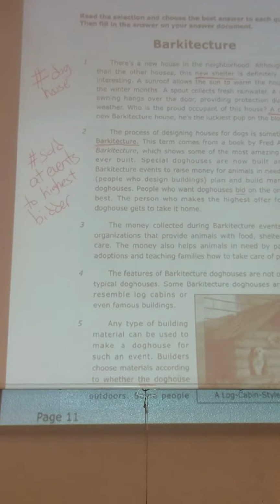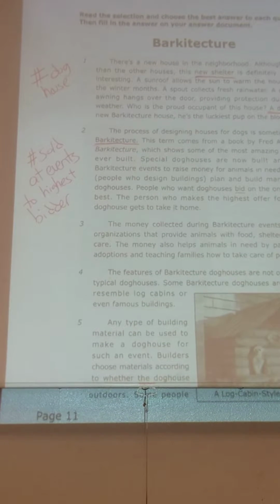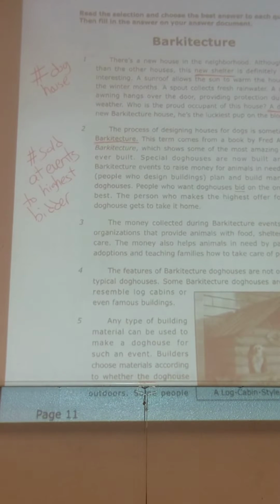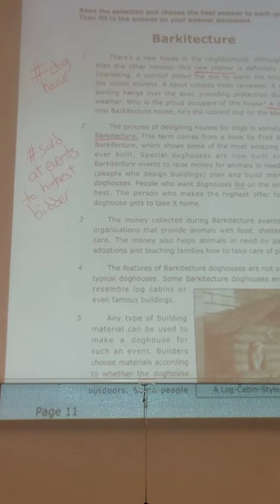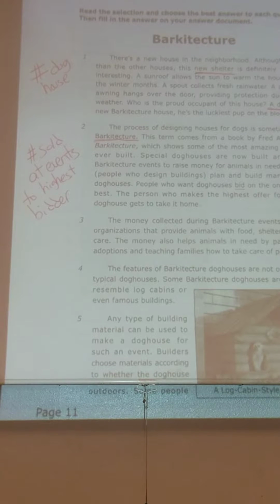Okay, let's do 3 and 4 and see if we need to break them up or we can do one big hashtag. Ready? The money collected during Barkitecture events is given to organizations that provide animals with food, shelter, or medical care. The money also helps animals in need by paying for pet adoptions and teaching families how to take care of pets. What did that whole paragraph talk about?